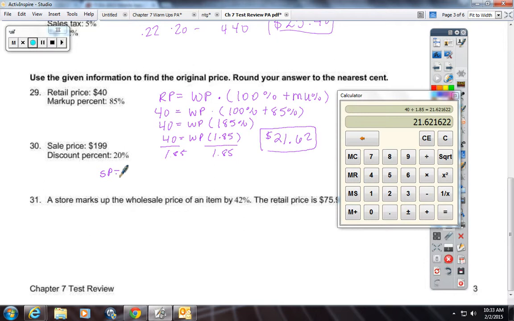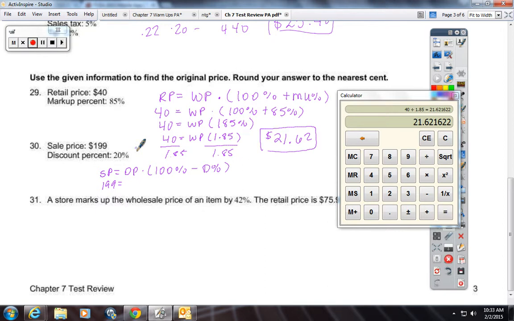So I have the sales price. It's $199. What I want to know, well, what was this, whatever it is? Let's say it's a Blu-ray player. It's on sale for $199, but it's 20% off. So what was it? What was the cost of it before it went on sale? So the original price, 100% minus the discount percent. So what's 100 minus 20?